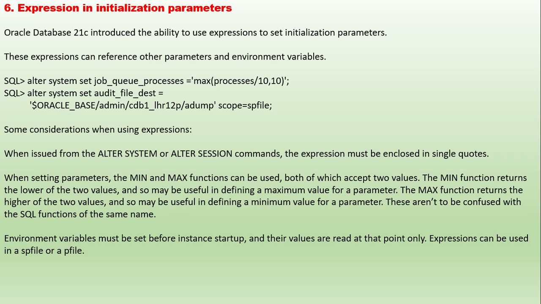Number 6, expressions in the initialization parameters. Oracle Database 21c introduces the ability to use expressions to set initialization parameters. The expression can reference other parameters and environment variables. For example: alter system set job_queue_processes, max processes divided by 10. Alter system set db_create_file_dest.